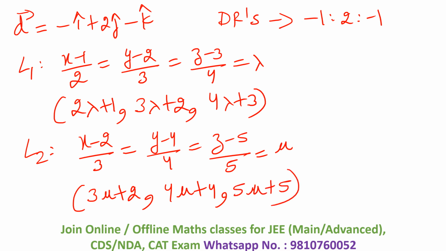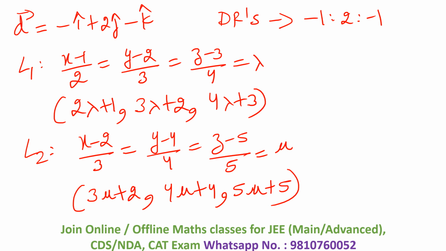It becomes 3 mu plus 2, comma 4 mu plus 4, comma 5 mu plus 5. Now students, let us suppose that the line of shortest distance intersects the line L1 at point P and the line L2 at point Q. Now, if I subtract the coordinates of the point P from the coordinates of point Q, or vice versa, then I will be getting the direction ratios of the line PQ. That means I will be getting the direction ratios of the line of shortest distance.